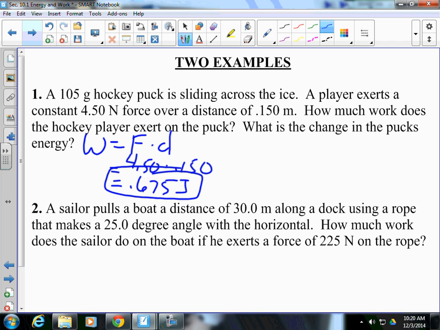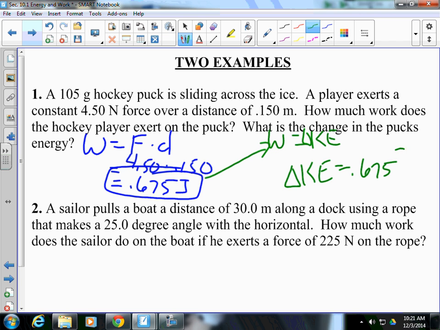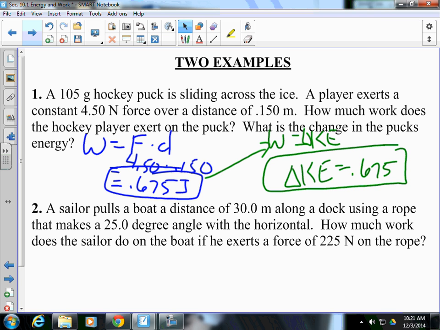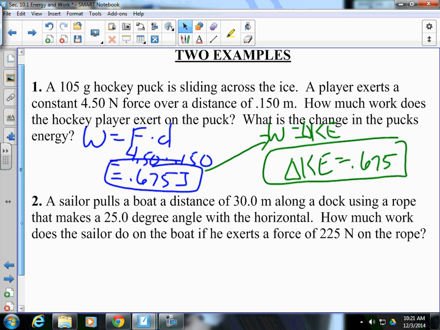The second part of this equation is asking what is the change in the puck's energy. Well, remember, work is equal to a change in kinetic energy. Remember, triangle equals change. Our work was 0.675. If our work was 0.675, our change in kinetic energy is also going to be 0.675, since they are equal to one another. Using that equation, remember that work and change in kinetic energy are equal to one another.